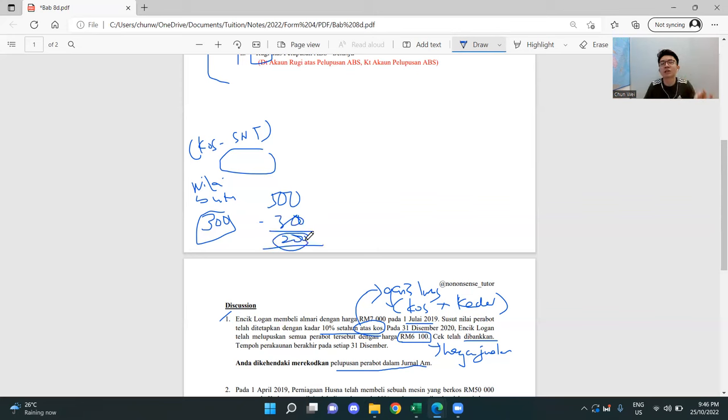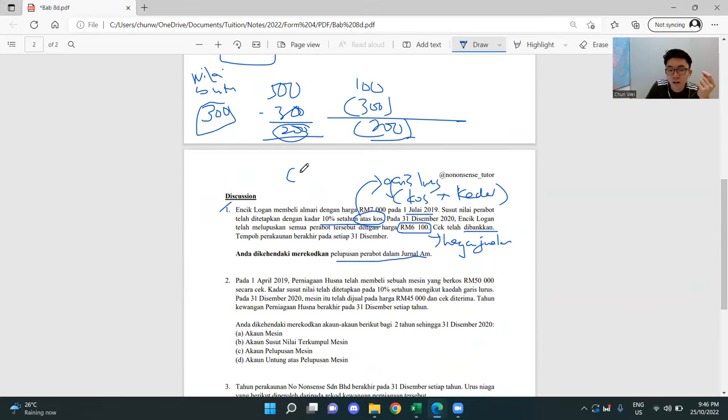So this 200, we call it untung atas pelupusan. If saya jual dengan 100 sahaja, but your nilai buku is 300 ringgit, maksudnya there is a negative 200. A negative 200 tells you it is a rugi atas pelupusan. So it is very important for us to calculate the nilai buku. How much is the nilai buku? Then only we compare with the harga jualan, which is 6,100. Because here they only give us the cost, 7,000 ringgit, I have to calculate this SNT. After that, I use my cost minus my SNT to get my nilai buku.